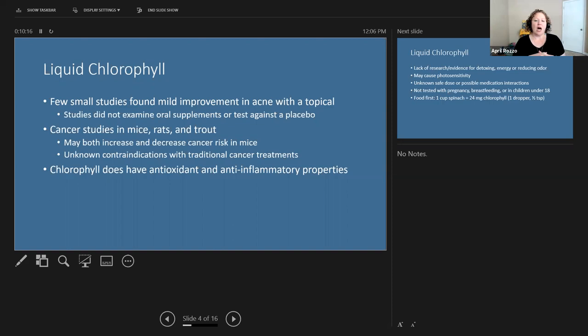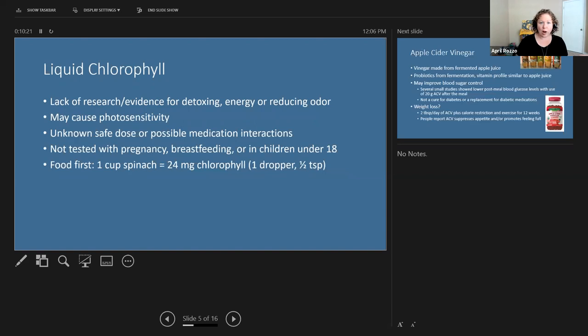We said that chlorophyll does have antioxidants and anti-inflammatory properties. There is a lack of research at this point to say that it helps increase energy, that you can use it for detox. I think if you've been with me for a while, we have probably talked about the fact that there are organs, specifically the liver in your body, that do that for you.